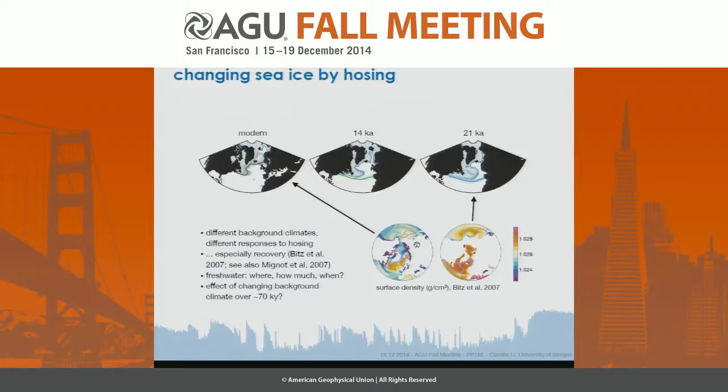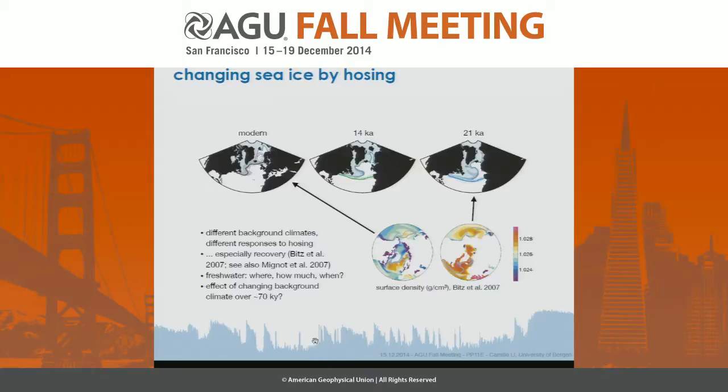So this raises a few questions about if you're going to do the hosing. This is an unrealistically large hosing, obviously, but we still need some better constraints on where the freshwater was coming from, where it was going to. We've already seen this in the talks earlier today. How much, when, with relation to the DO cycles. But also, there's the effect of the changing background climate over the 70,000 years here. So how do we put that into the picture?